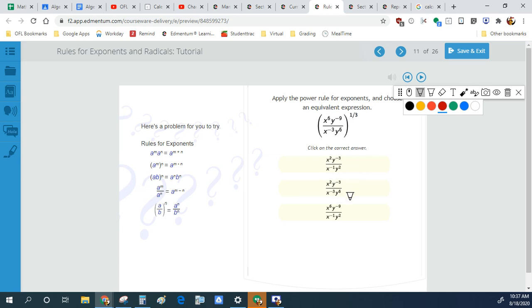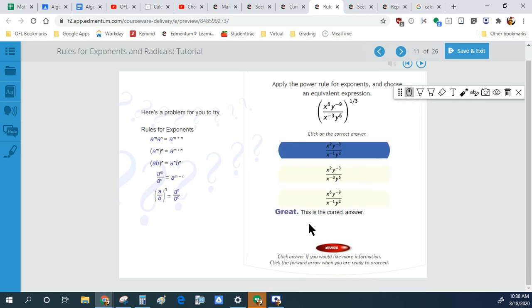Let me see why the other ones won't work. That works. That works. So the problem here with this one is they didn't distribute it to the bottom also. So we're not just doing this rule. We have to make sure we're also doing this rule. So this is a combination of both of those rules. So our answer, click the correct answer. So there we go.